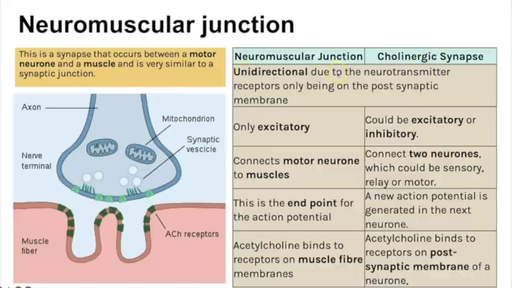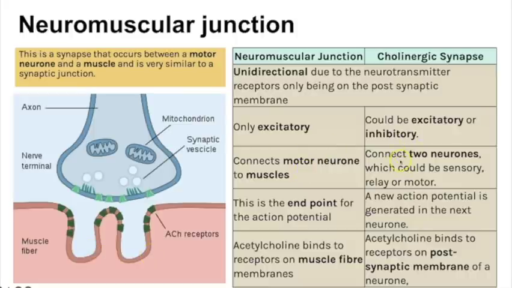So what they have in common is both of them will work in one direction only, so unidirectional. And that is because the receptors for the neurotransmitters are only found on the postsynaptic membrane, or in this case, the muscular membrane. A neuromuscular junction will only be excitatory, meaning it will only generate that response. Whereas a cholinergic, we looked at, could be excitatory, generating an action potential, or it could be inhibitory, which prevents the action potential from being generated. The neuromuscular junction will have a neuron connecting to a muscle, and it's always the motor neuron.